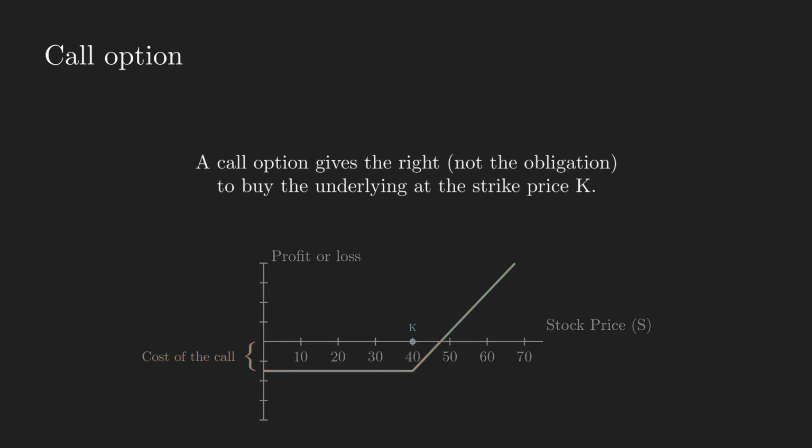Technically, a call option gives the owner the right, not the obligation, to buy the underlying at the strike price, K. That's the reason why we make money if the stock price reaches 60. We can exercise the option, so we can buy that stock at $40 and sell it on the market at 60. That's our margin.